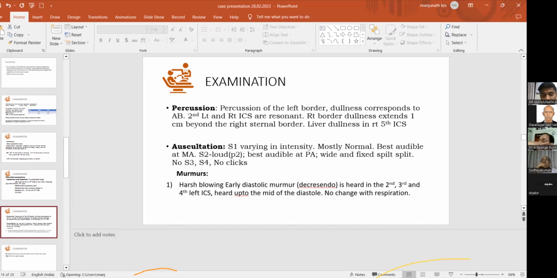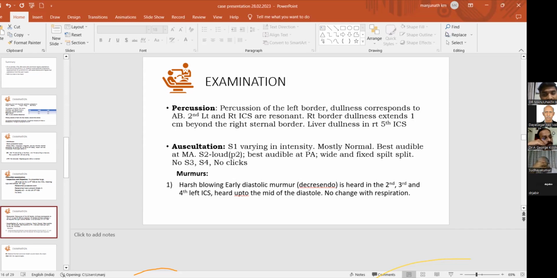Sir, should I talk about the condition? Have you understood the question? Sir, no, sir. What can you rule out if you are able to hear both components of the second heart sound in a patient who is cyanotic and having severe clubbing? What conditions can you rule out straight away? Sir, any conditions with pulmonary stenosis, like TOF? Any conditions with pulmonary stenosis?